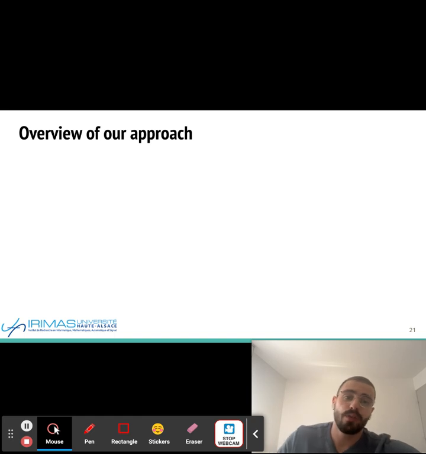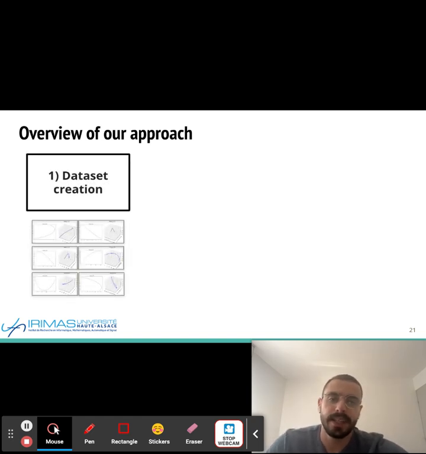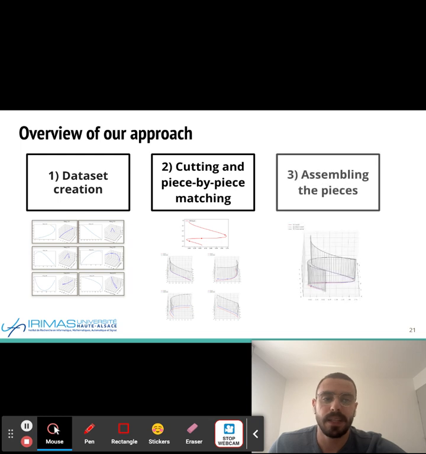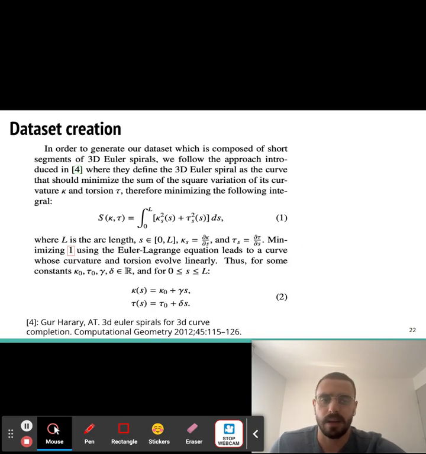So, as an overview of our approach, firstly, we created a dataset that logically should cover any piece of Euler spiral. Secondly, when we have to deal with any input curve in order to find its 3D reconstruction, we split the input curve into pieces, then find the matching for each piece, which means looking for its closest match in our dataset. Thirdly, we have the pieces assembling, when we assemble the pieces that we got from the previous step, and this assembling is based on the smooth continuity of tangent, curvature, and torsion between each two consecutive points. Now I'll explain each one of these three steps.